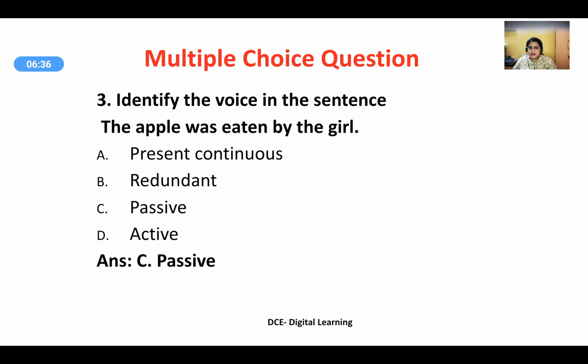Identify the voice in the sentence. The apple was eaten by the girl. Observe the sentence. By is followed by the subject, the girl, who is doing the action. So the options provided are present continuous, redundant, passive or active, and the answer is option C, passive.